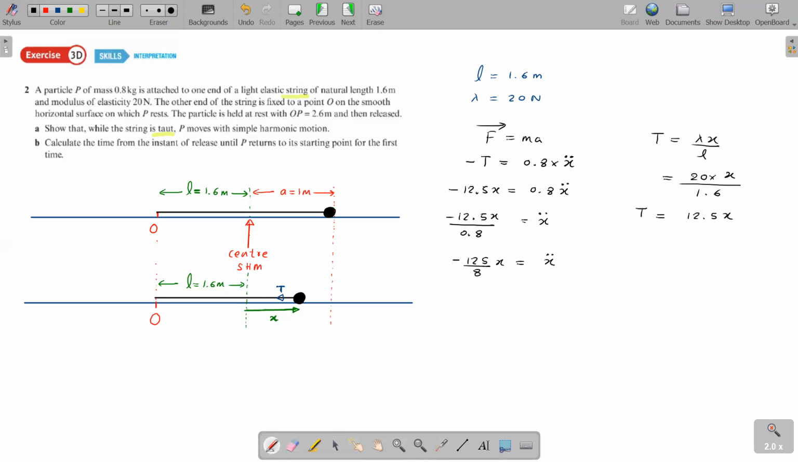Okay. So can you see we have the characteristic equation of SHM? x double dot equals minus omega squared x. Therefore, you can write that particle P moves with SHM. Okay, so therefore P moves with SHM.